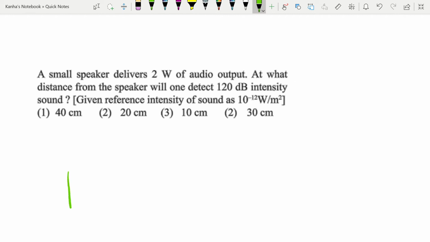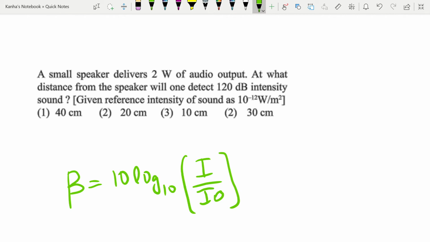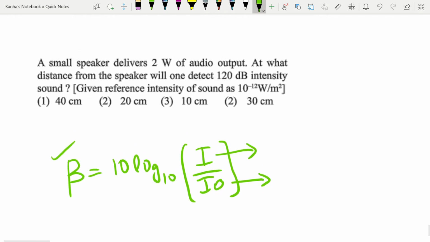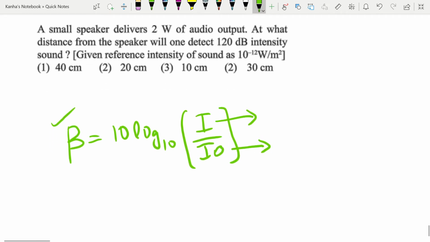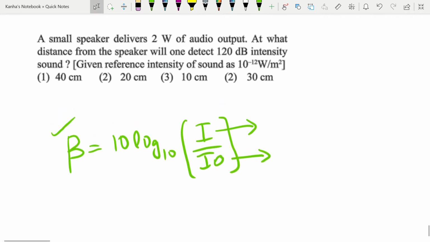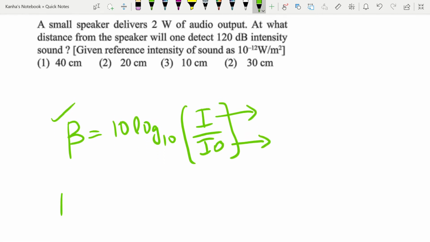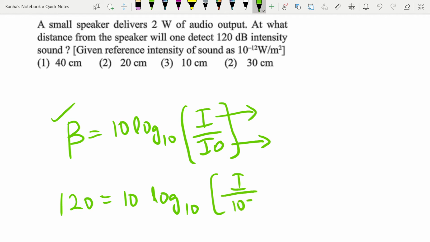Now you have the formula beta is equal to 10 log base 10 into I by I naught, where I naught is your reference intensity of sound, I is your intensity, and beta is what you are interested in. It will be given in decibels. Okay, intensity. So I have 120 is equal to 10 log base 10 into I by 10 to the power minus 12.